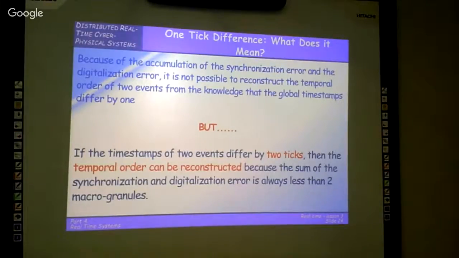Because if 2 events have associated 2 timestamps which are different by at least 2 units, we can say that the one with the oldest timestamp happened before the other, independently of which clock made this timestamp. So this is the key for us to reconstruct the temporal order of events in a global system, worldwide.